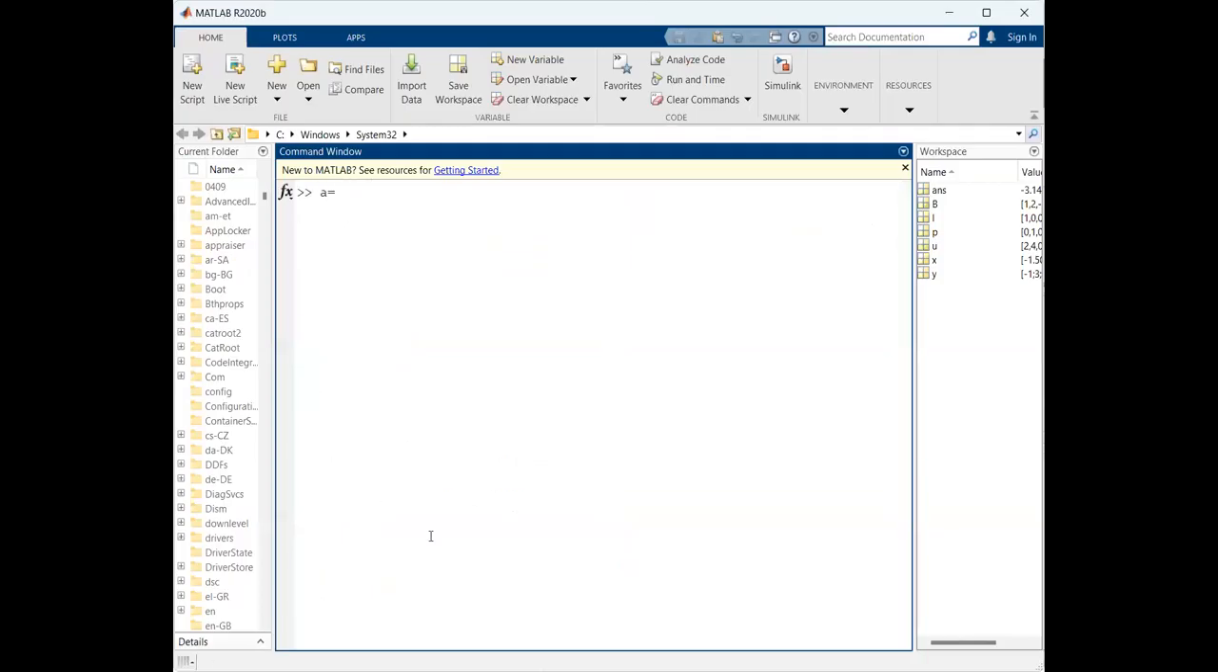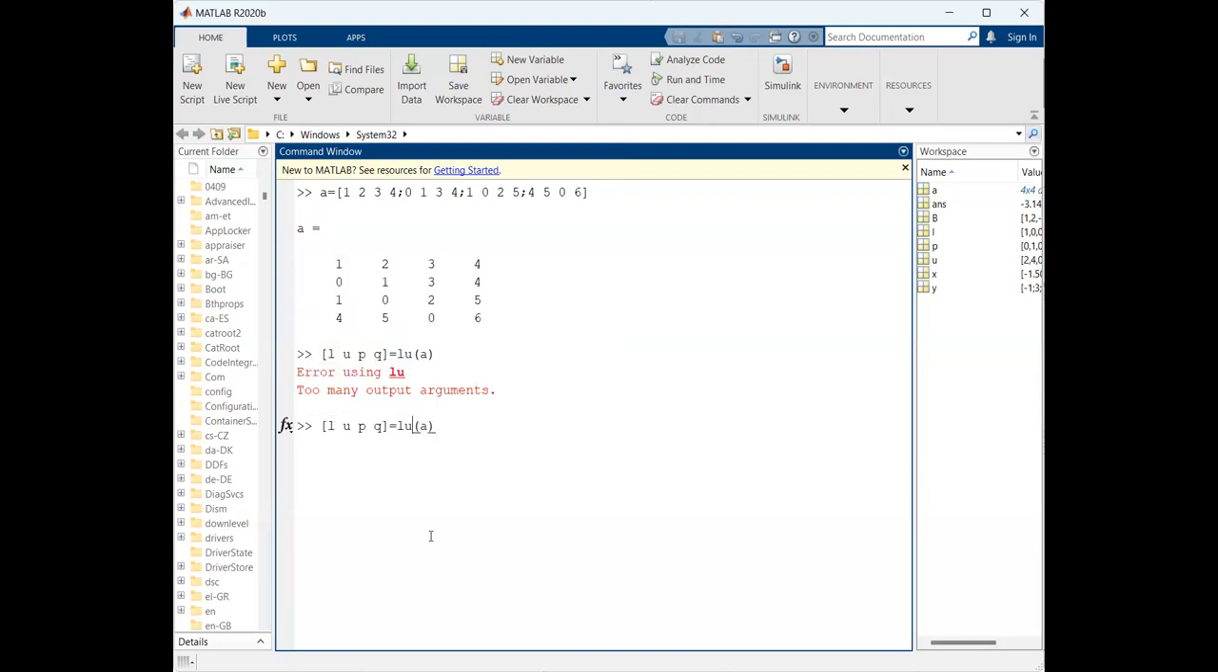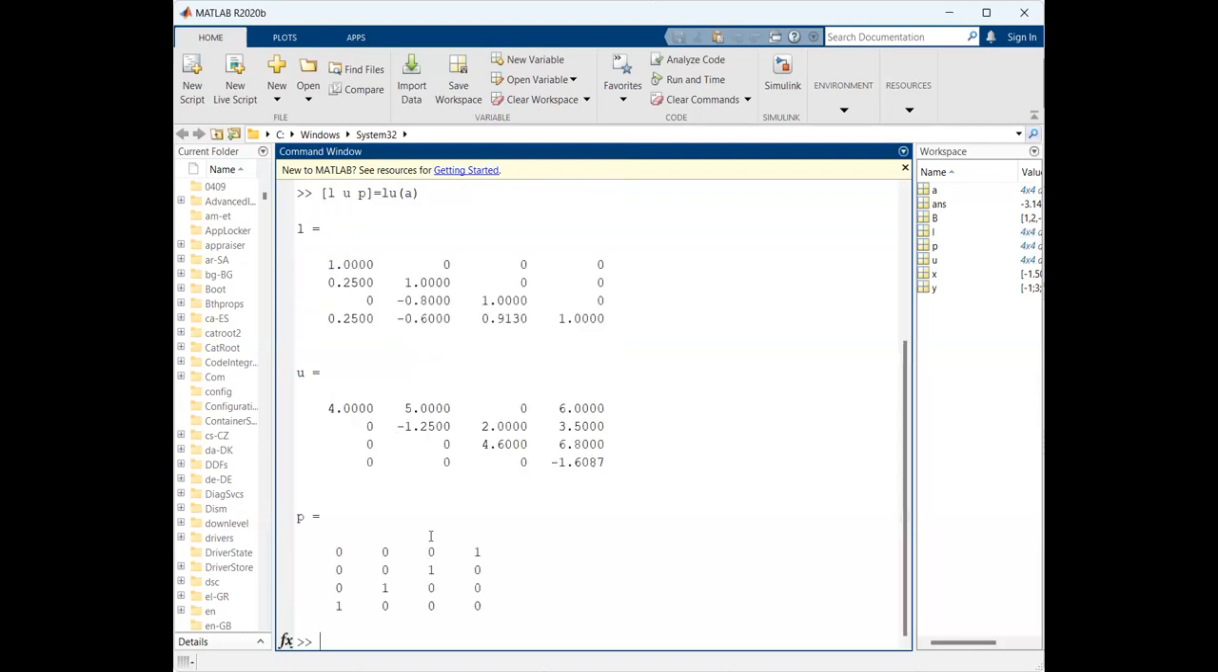If we have A to be 1, 2, 3, 4; 0, 1, 3, 4; 1, 0, 1, 0; 2, 5, 4, 5; 0, 6. And then we do an LU, PQ, LUPQ.